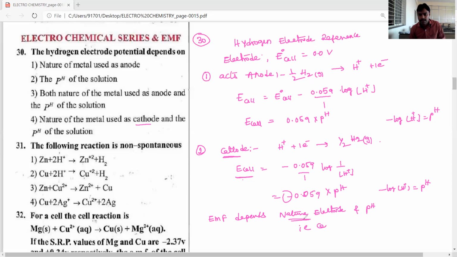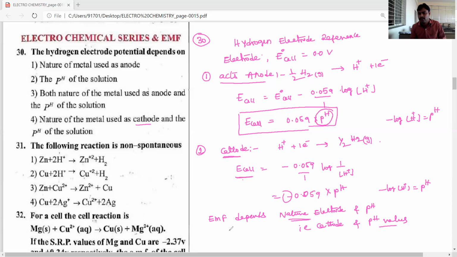Okay, let's see. EMF of the cell depends on the nature of cathode and its pH value, not both. Okay, it depends on any one of the electrodes. So its pH, because if it acts as an anode, its value is 0.059 into pH. So however it depends on pH value, and if the hydrogen electrode is a reference electrode, it acts as an anode. It acts as an anode means the remaining is the cathode.